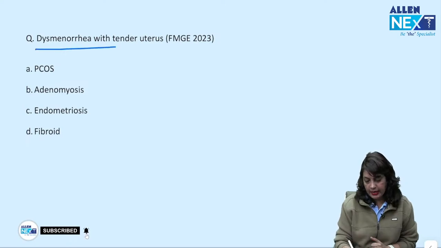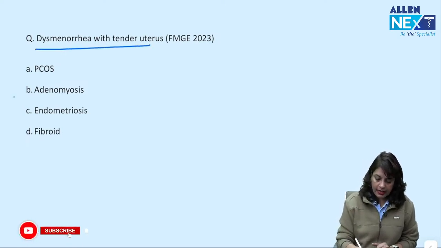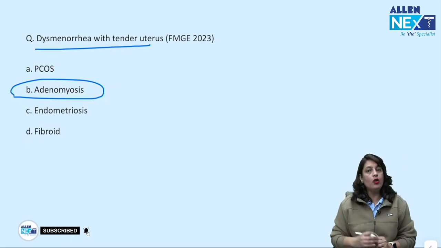Dysmenorrhea with a tender uterus. Dysmenorrhea with a tender uterus is always adenomyosis.